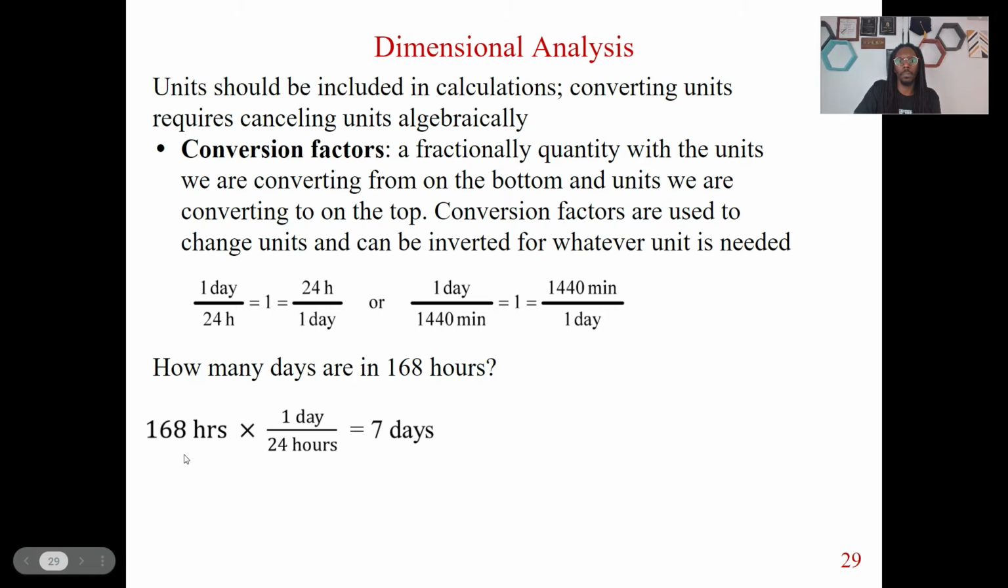I'm going to put my given first. So you always start off with your given: 168 hours.